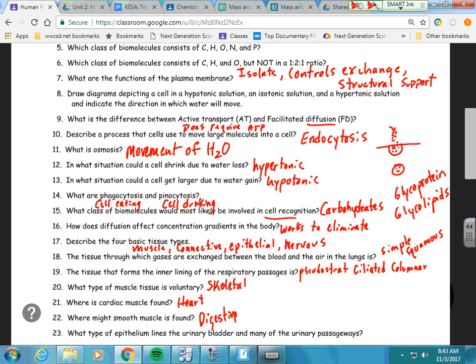All right, what type of epithelium lines the urinary bladder and many of the urinary passageways? When I think of the urinary bladder, I think of its ability to stretch and come back into shape. So that's going to be our transitional epithelium.